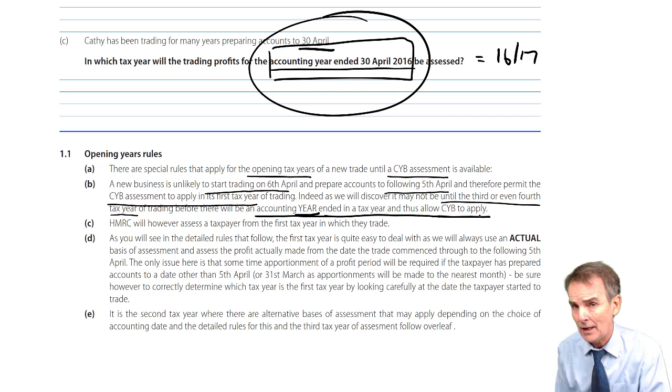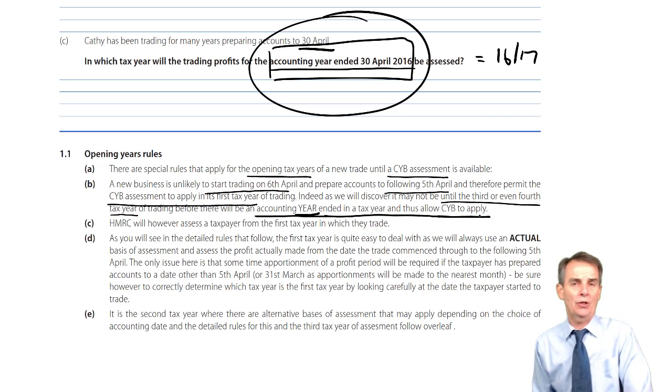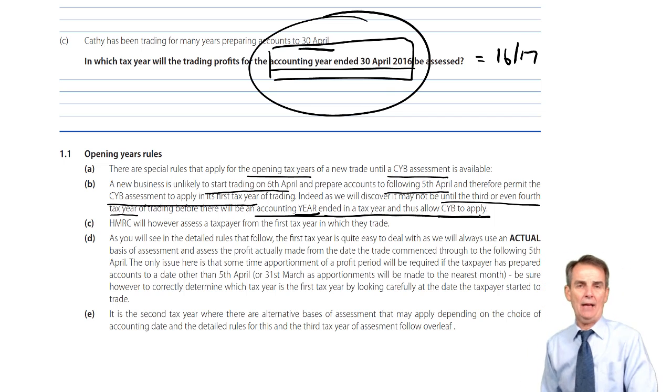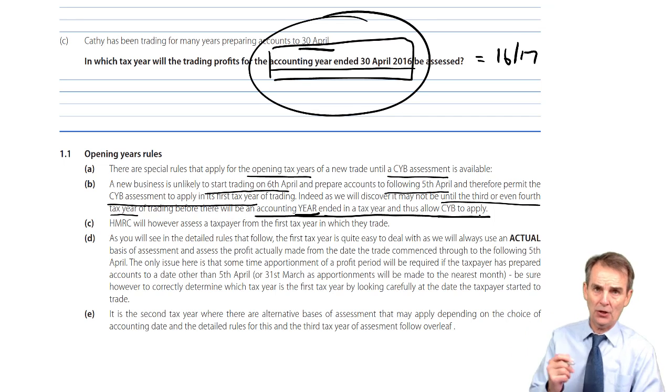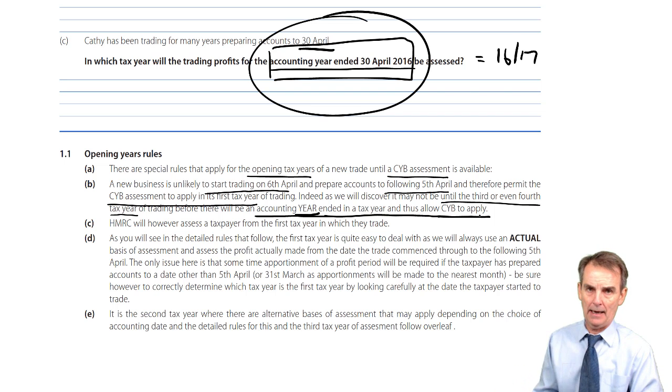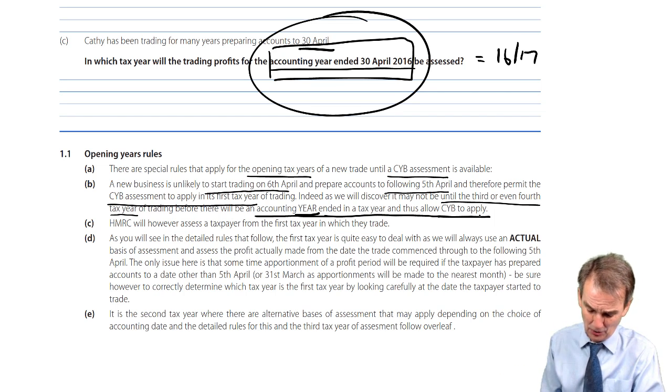HMRC, of course, do not wait around until the first tax year in which you have a valid current year basis before they start to assess you. From the day you start trading, whichever tax year that falls in, they're going to tax you on any profits made from the first tax year onwards. The question is, what basis of assessment will they use?